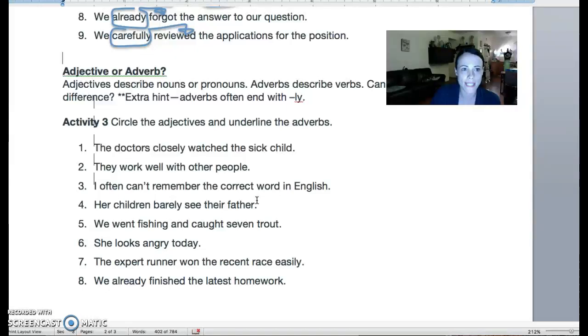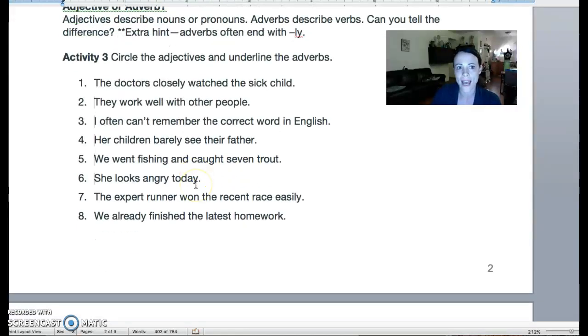Okay. So the next activity asks you to choose adjective or adverb. Sometimes you can use the letters ly at the end to make that decision, but not always. You have to see, are we describing a noun or are we describing a verb, right? So we're going to circle the adjectives and underline the adverbs. The doctor closely watched the sick child. What do we have here? We have closely.